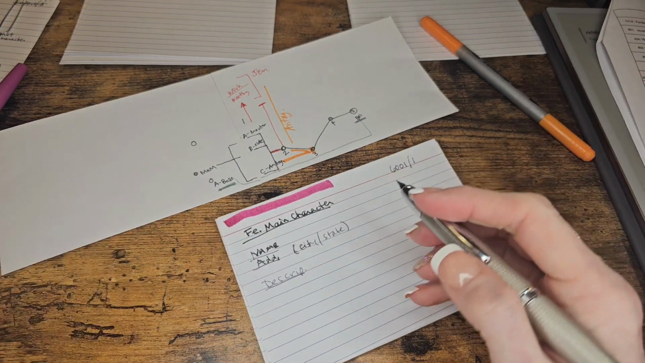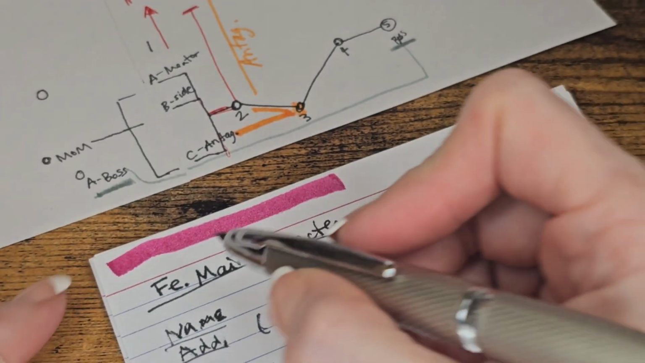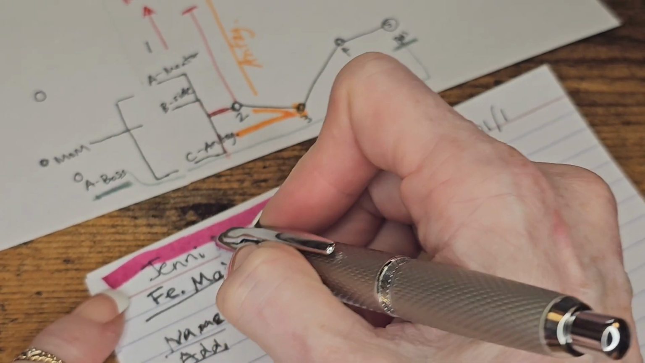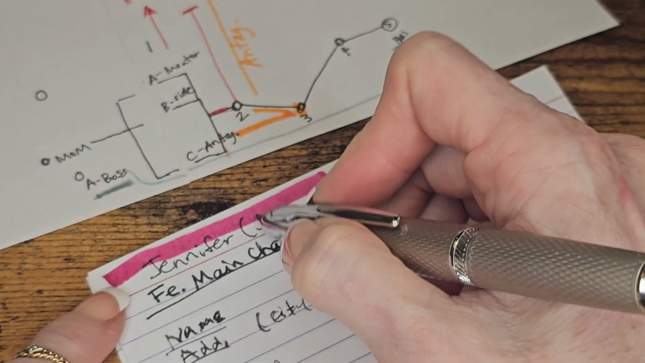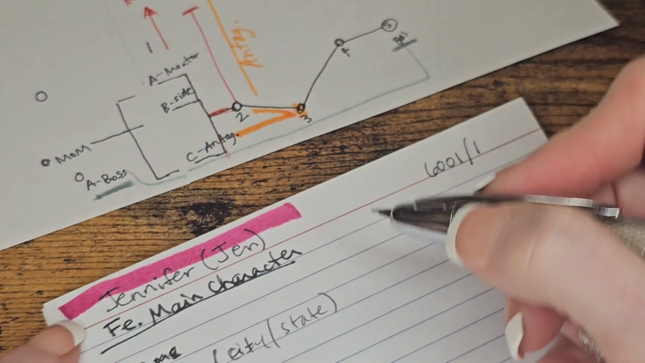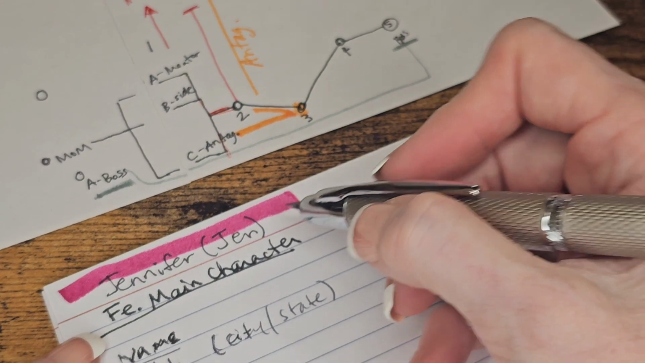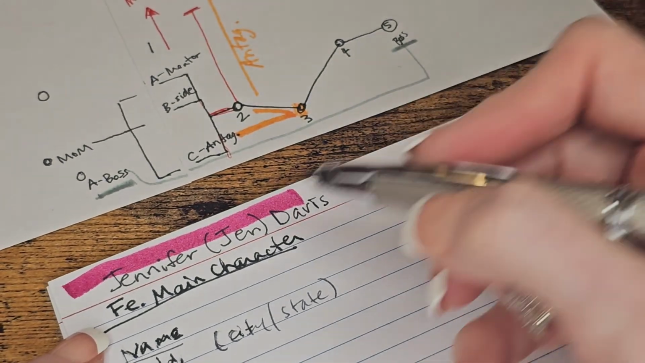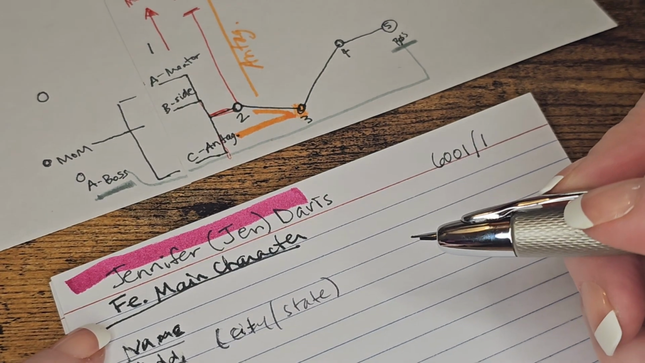Now you may recall, yesterday, we named her Jen. So I'm going to name her Jennifer. Jen. What should we give her for her last name? How about Davis? I like JD as a nickname. Jennifer Davis, and she goes by Jen.